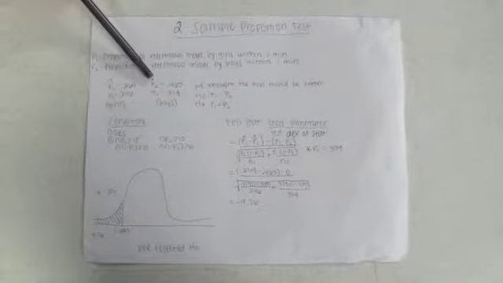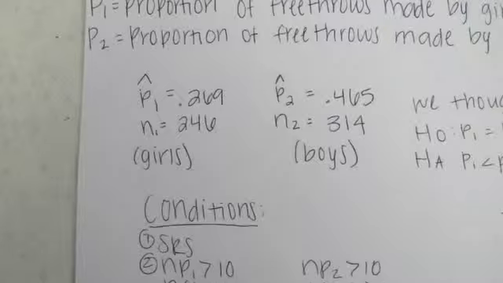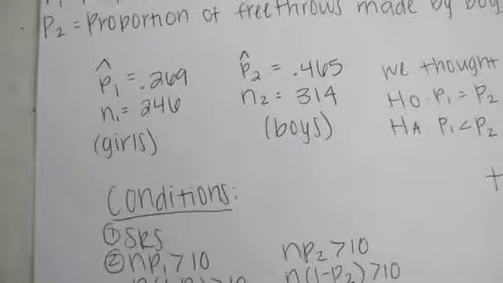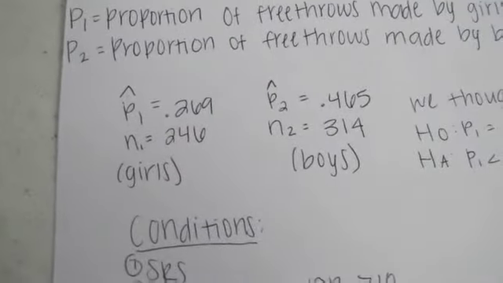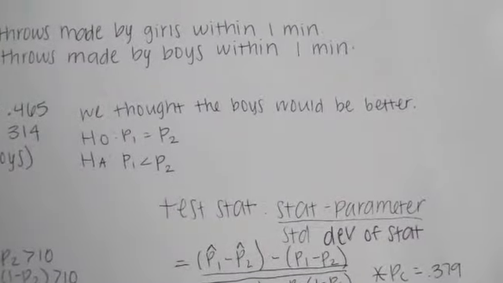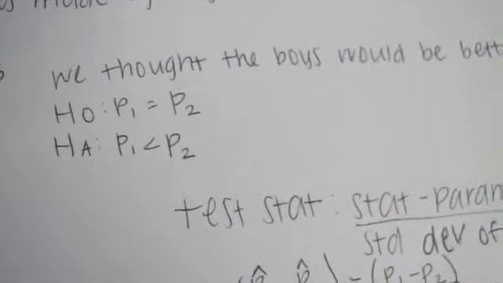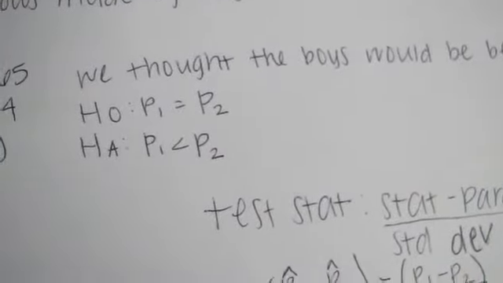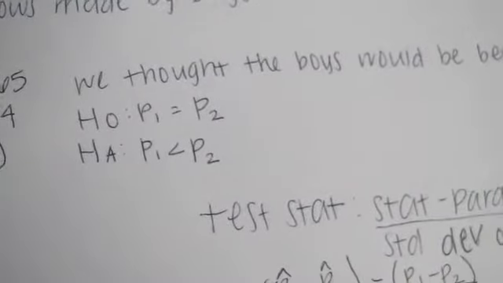P1 is the average percentage of free throws made by all the girls. P2 is the average percentage of free throws made by boys. Our N1 and N2 were the number of total shots taken. The boys took more shots than the girls took. Our hypothesis was that we thought the boys would be better at shooting free throws. So our H0 is P1 is equal to P2, and our HA is P1 is less than P2.